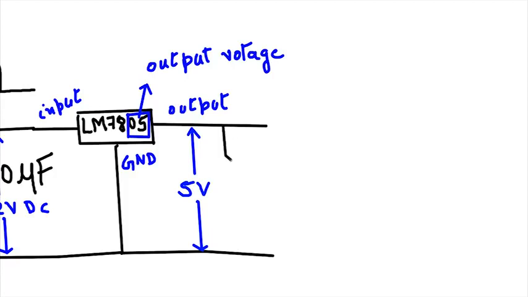Wait, there's one more small modification you may be interested in. You might want to have an LED indication to know whether your circuit is working properly or not. That is, place a 1 kilo ohm resistor in series with an LED between the positive and negative terminals. And if the LED turns on, then your circuit is ready.